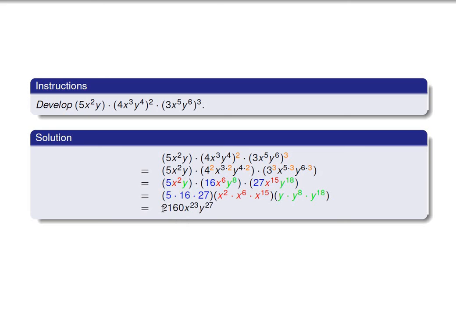And we obtain 2160 for the product of the numbers, the coefficients, x to the power 23. Why 23? Because we need to add the exponents when we multiply the powers with the same base. So 2 plus 6 plus 15 gives 23. And finally here y to the power 27, because we have just y, so it's supposed to be y exponent 1, plus 8 plus 18 gives y to the power 27.